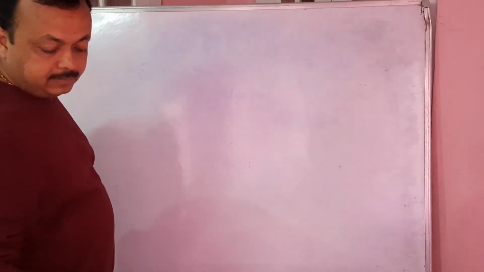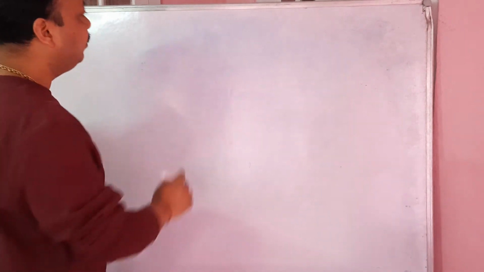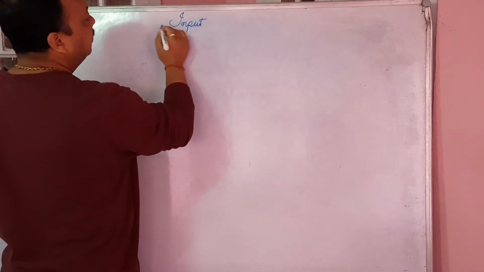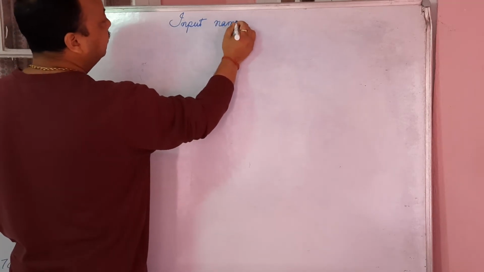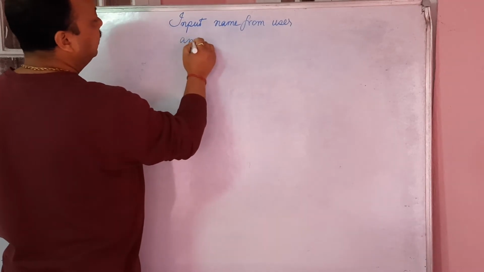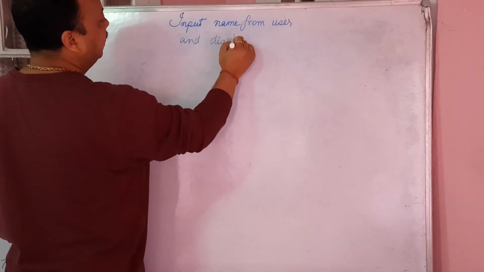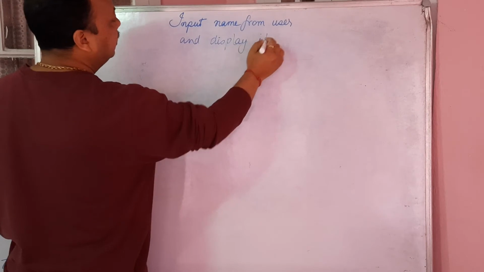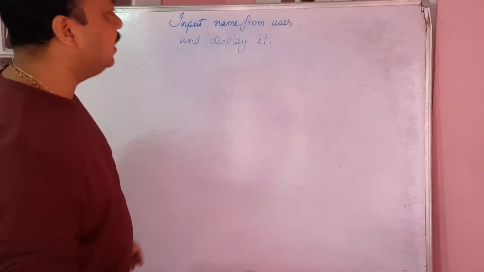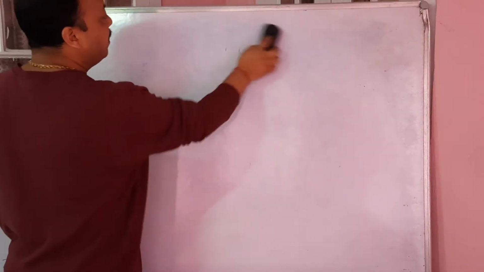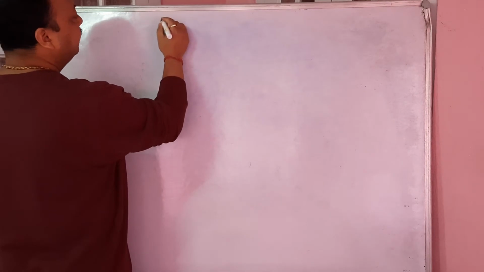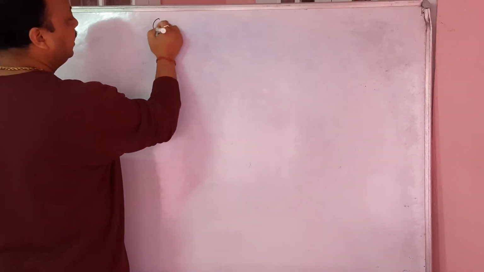So let's take a question like: input name from user and display it. So this is the question. So let us see the first style, which is non-interactive, which is using the main method. So this is how you will write. First of all, you must write the class.